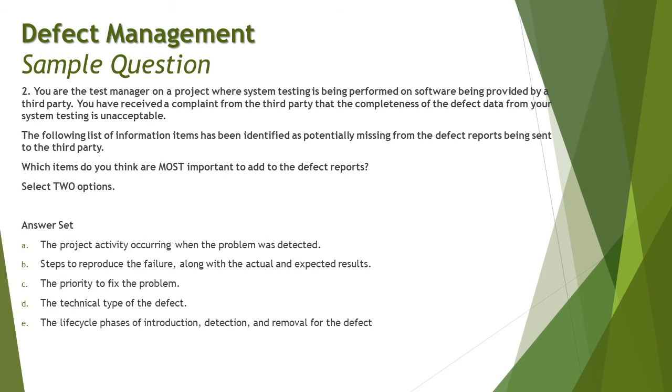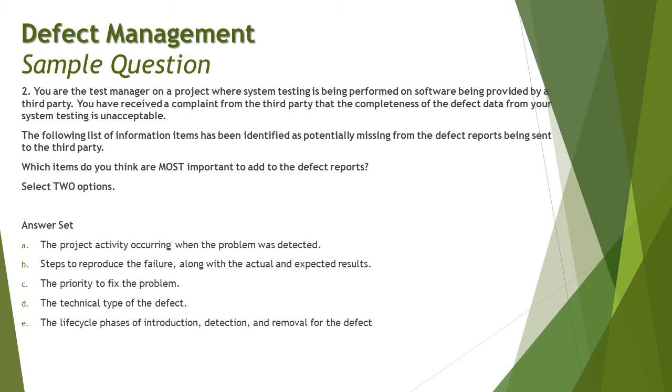So here we got option A, the project activity occurring when the problem was detected. I think that is important, but not so mandatory in terms of determining whether this will really be required at that point in time or not. If we look at this option, the third party already knows that these defect reports are coming from dynamic system testing. So I really don't have to highlight what exactly was the activity occurring which helped you to detect the problem. System testing is very well declared in the scenario and you don't really have to mention that.